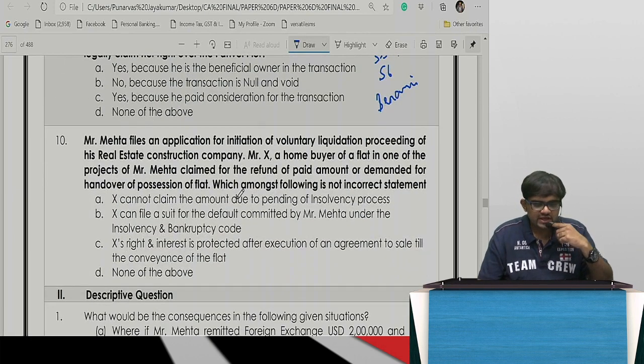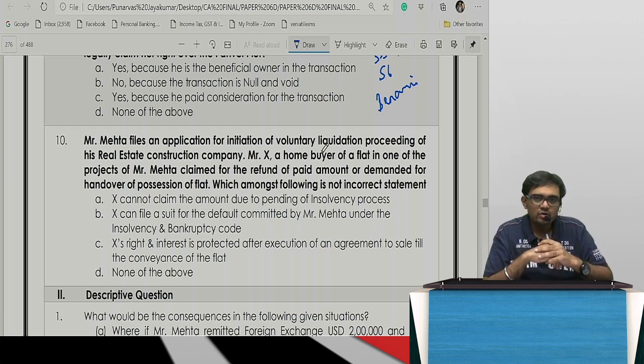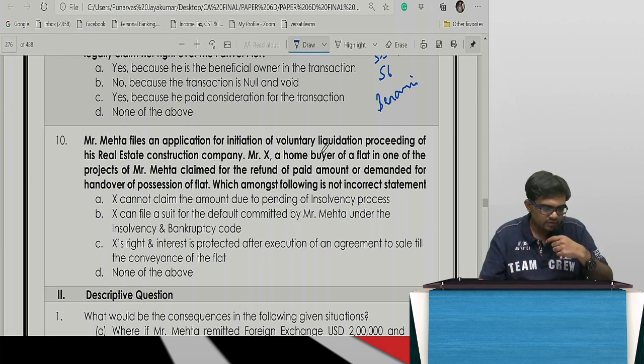Mr. Mehta files an application for initiation of voluntary liquidation proceedings. Suddenly IBC came up here. IBC, right? Who all can claim under IBC? Three people: financial creditor, operational creditor, and the corporate debtor himself. But if the company has not made any default as such, you can apply under voluntary liquidation. Then they are asking what? Can they ask for refund of the amount and all those things? So under IBC, refund of the amount, is it possible?